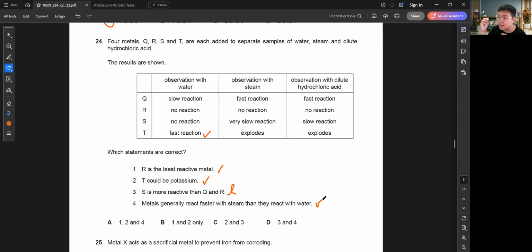Number 4, metals generally react faster with steam than they react with water. Yes, because in steam, which is gas form, the water molecules move faster. In water, the water molecules move slower. So yes, that's correct. Let's move on.